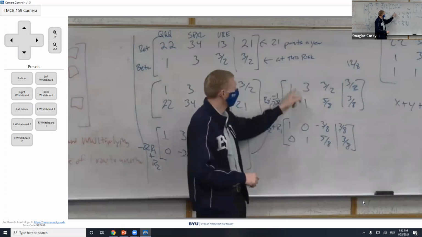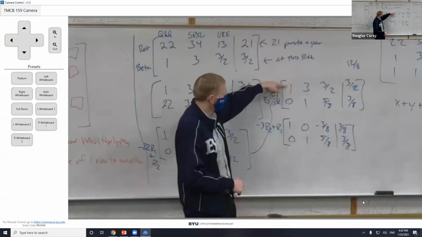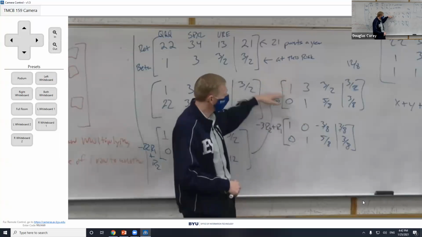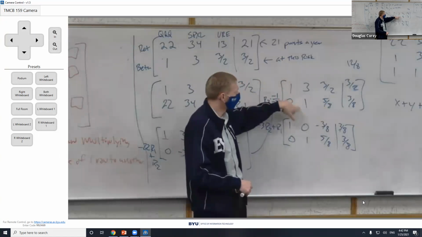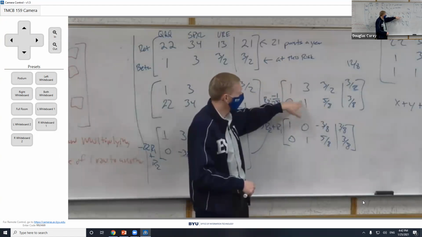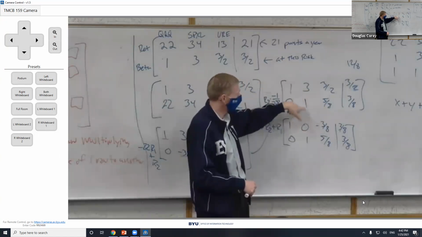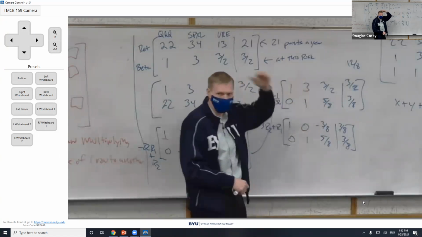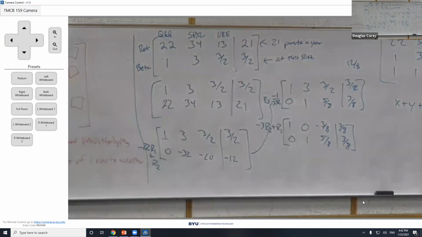So yeah, once we get a 1 here, we use it to get all the zeros below it, and then we move to the second row, and we look for the leading coefficient in this second column, if we can, and we make sure that that's a leading coefficient, and we work from there. Okay. Other questions? Yes.